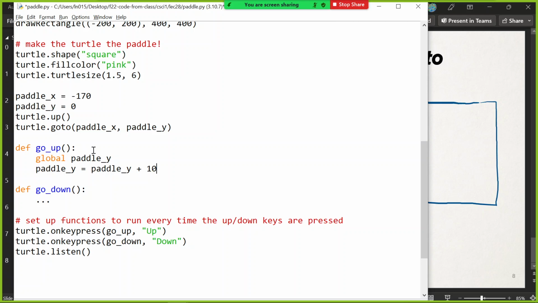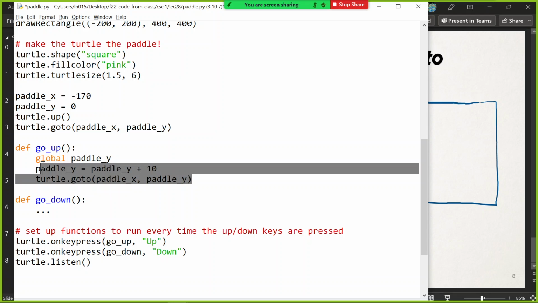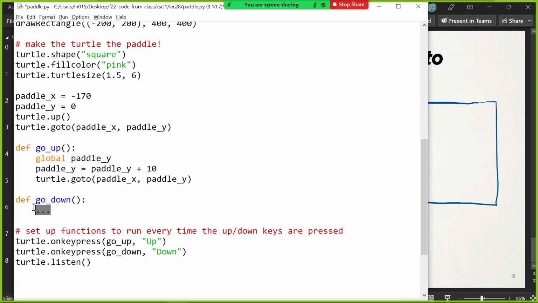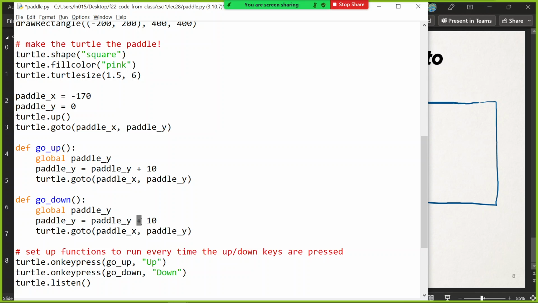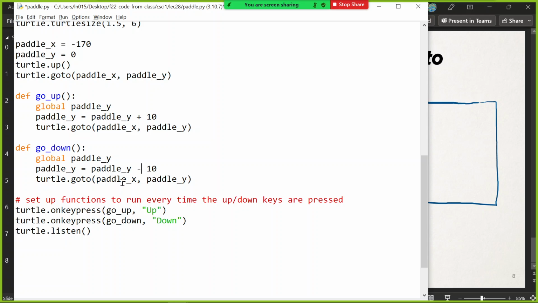And then you have to remember to tell the turtle to actually go there. This is just a variable. turtle.goto actually sends the turtle somewhere. So go to whatever the current values of paddle X and paddle Y are. All right? And so a similar thing is going to happen for go_down. If I press the down key, I would like to change the paddle's location in the Y direction by a negative amount. And that will move the turtle downwards. Okay? Go to that new place. And that should do it.